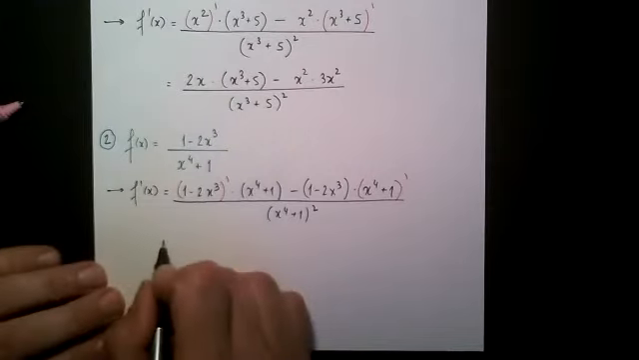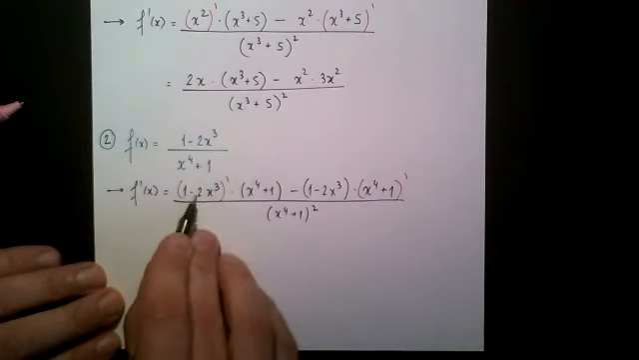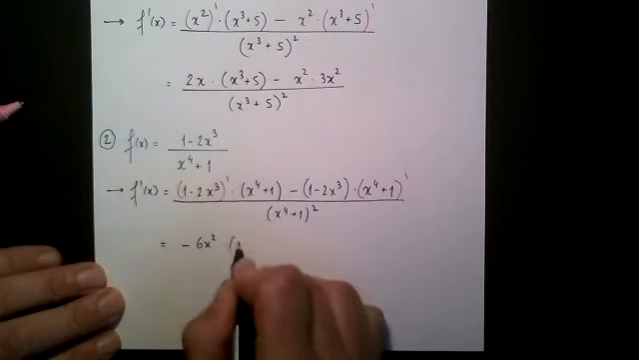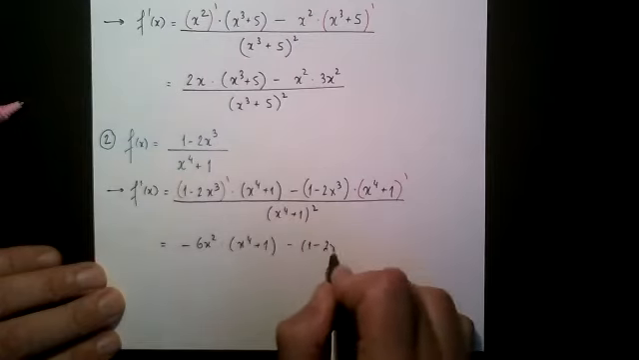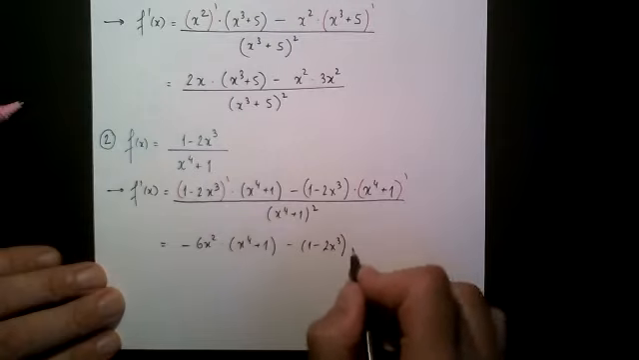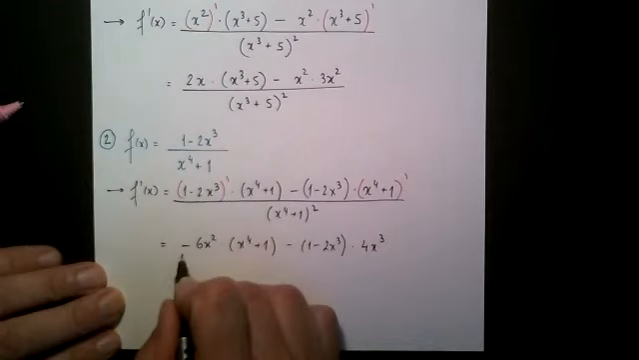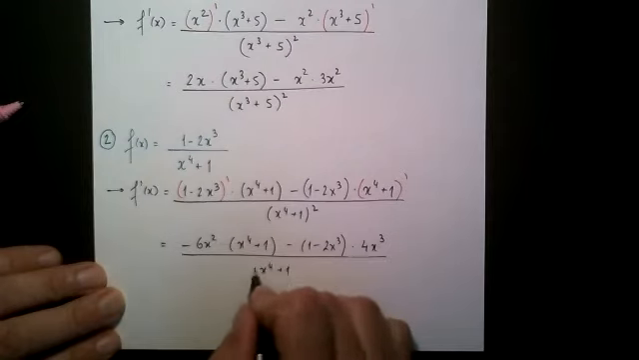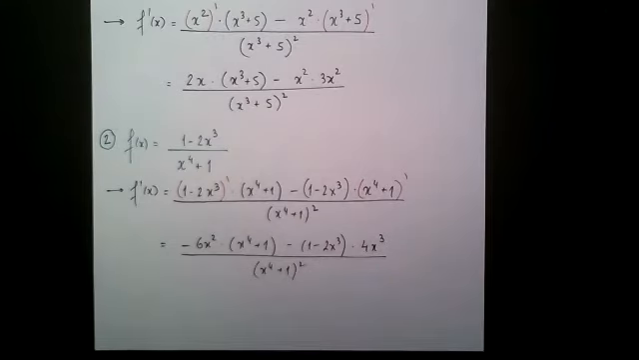Yeah, that's it. Equals, so this derivative is negative 6x squared times x to the fourth plus 1, minus 1 minus 2x cubed times, and this is 4x cubed, and then all this over x to the fourth plus 1 to the power 2, and that's my answer.